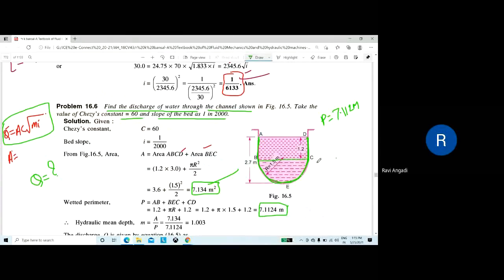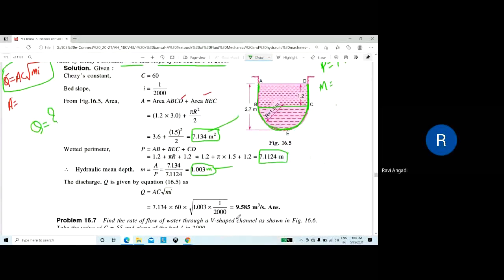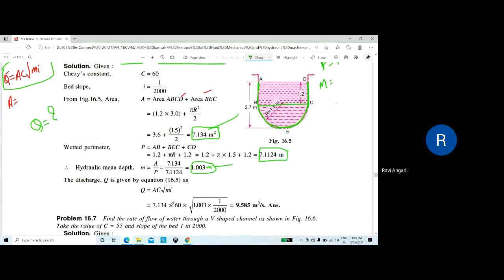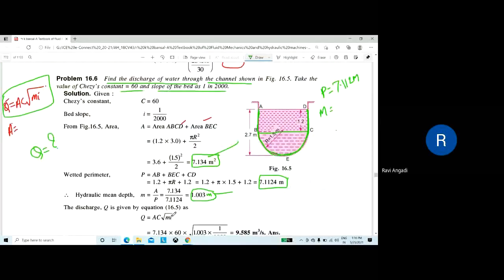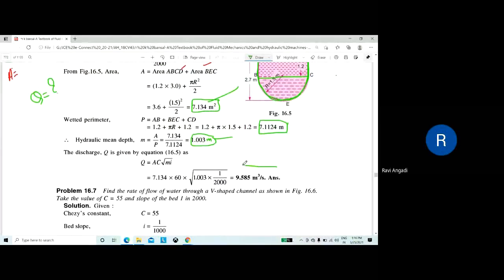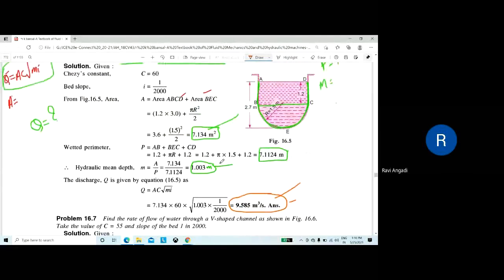Then, what is the m? Have you checked the m value? Yes, sir, 1.003. Yes, this is 1.003. Then calculate this discharge and check this answer. Is it correct? Sir, it is correct. Okay, good. So you have cross-verified everything.